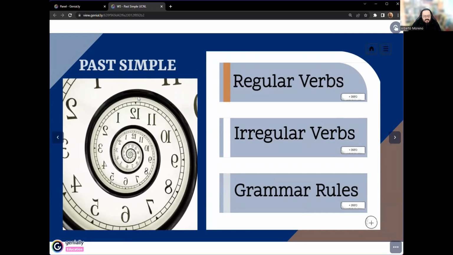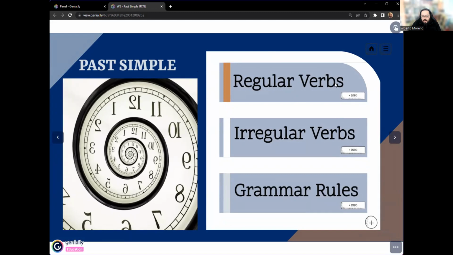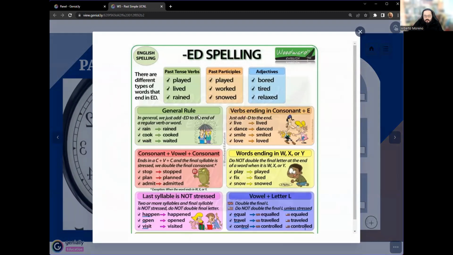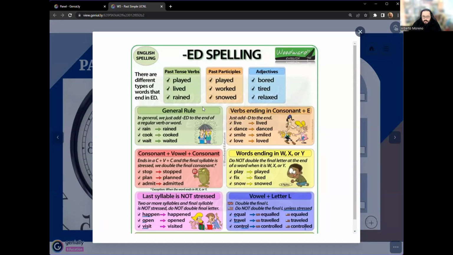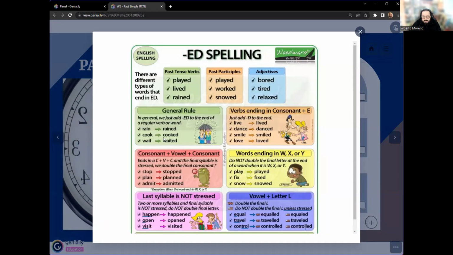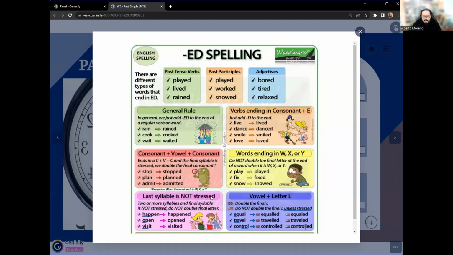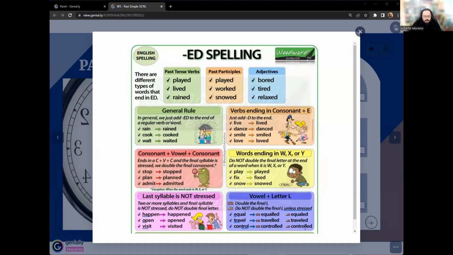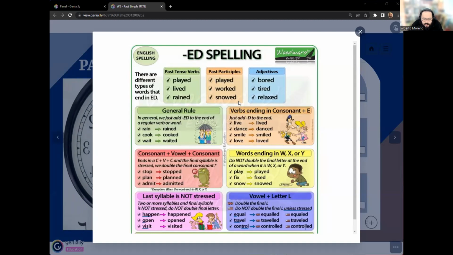Ah, okay. Perfecto. So let's continue with the past simple. We have regular, irregular, and the grammar rules. The regular verbs are quite easy because the past is formed with regular verbs by adding the ed ending. And there are some rules for it. The general rule says we just add ed at the end of a regular verb.